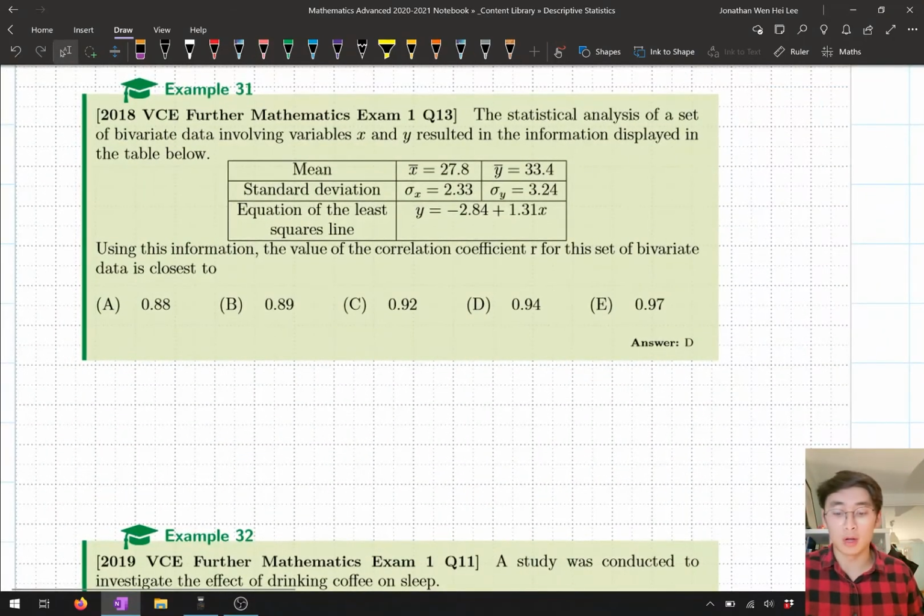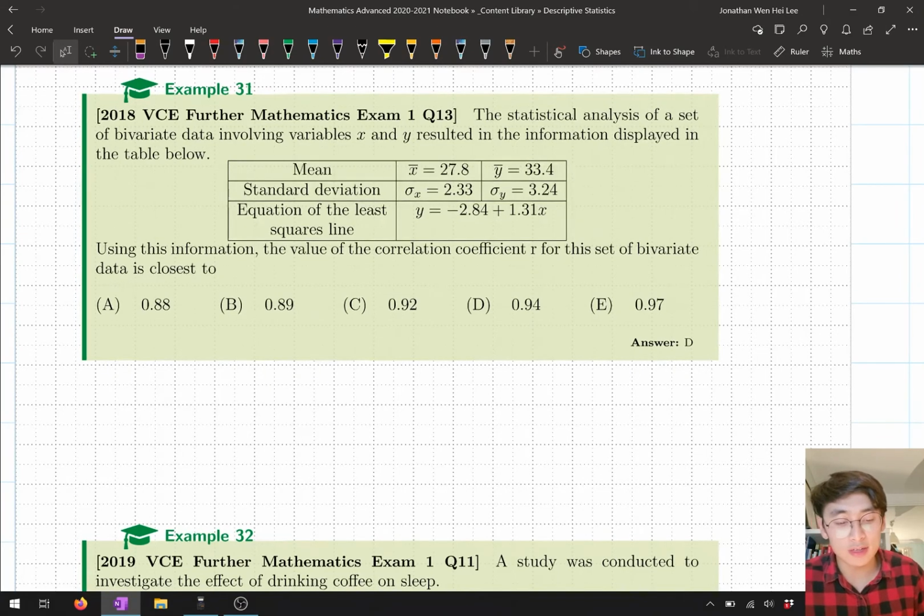Question, example 31. This is from the 2018 VCE paper, and it says the following. The statistical analysis of a set of bivariate data involving variables x and y resulted in the following information displayed in the table below. If you have a look in this table, they give us the mean, standard deviation, and the equation of the least squares line. So here, they've given us this information already, and let's read what the question is asking us to do.